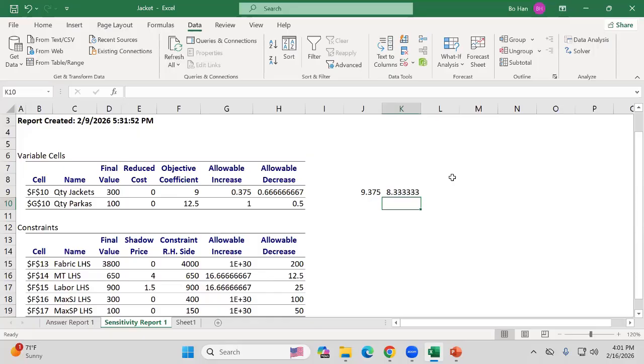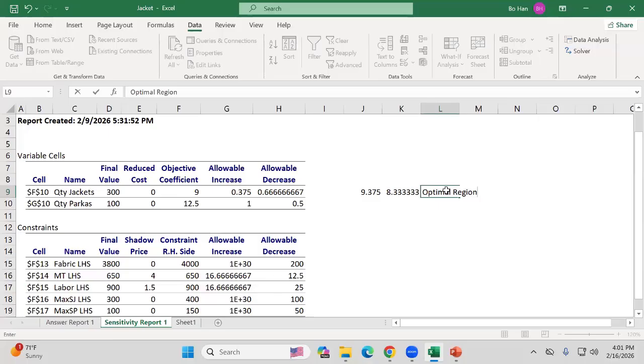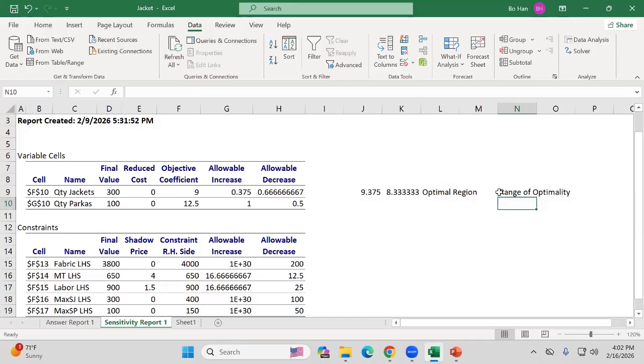And this is called optimal region. Let me introduce these terms to you first, and then I will answer your questions later. This is called optimal region. Another term for an optimal region is range of optimality. They refer to the same thing.